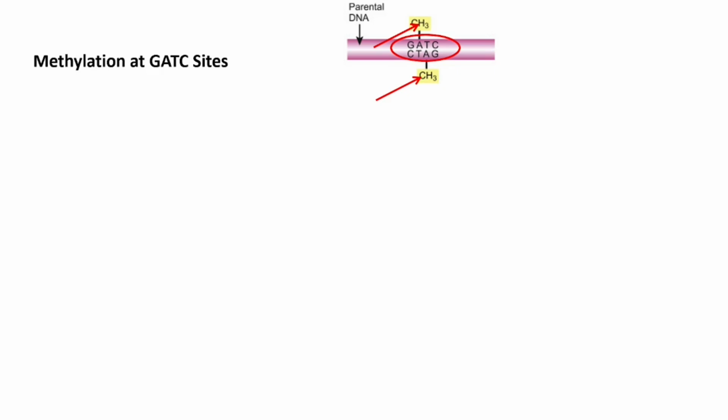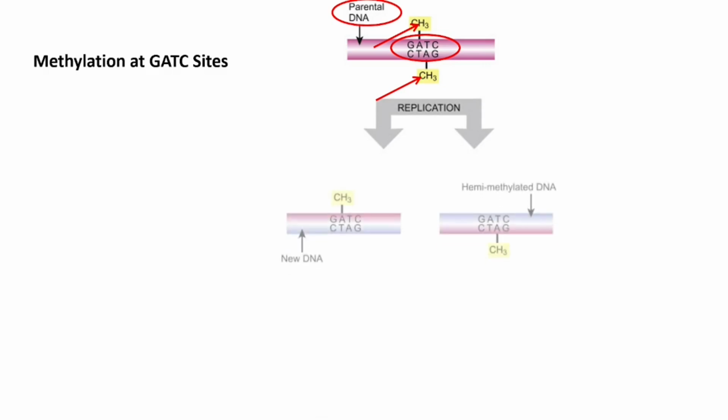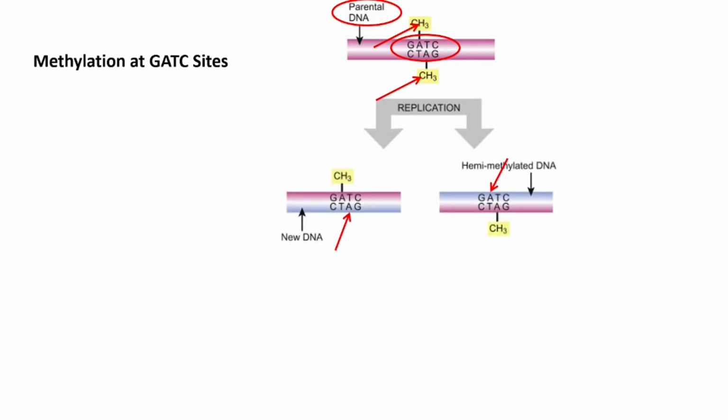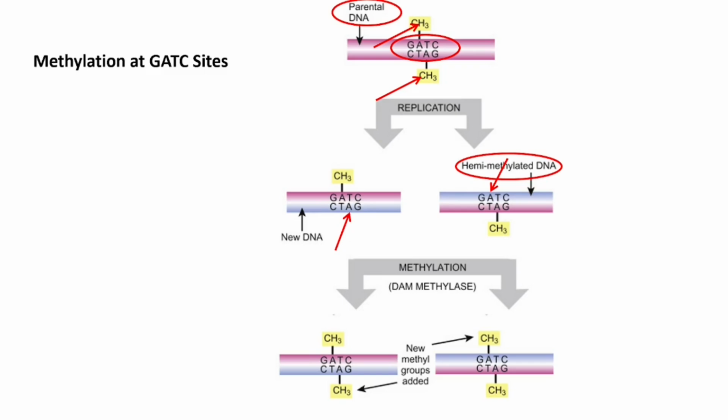Before replication, all adenines within GATC sites on both strands of the parental DNA are methylated. Replication introduces normal non-methylated adenines into the daughter strands. Thus, after replication, each daughter duplex has hemimethylated GATC sites. These adenines would be methylated later by Dam methylase to form fully methylated GATC sites.